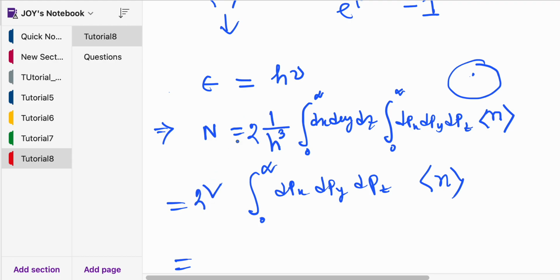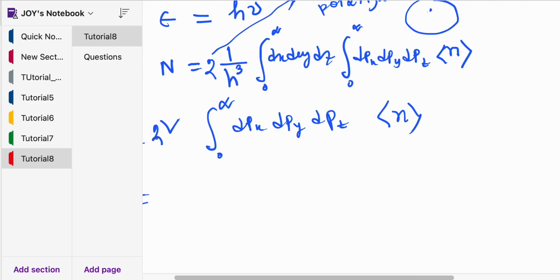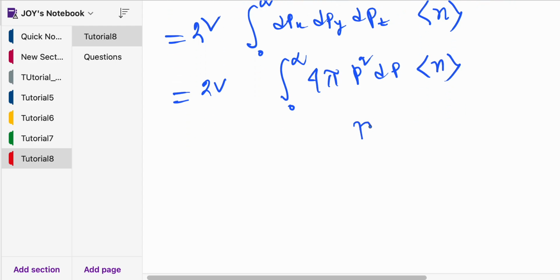So 2 denotes the degeneracy because of the 2 independent polarizations. Now, because of spherical symmetry we can write it like that: integral 0 to infinity 4 pi p squared dp into n, and we know for a photon p is h nu by c, like m c squared by c.